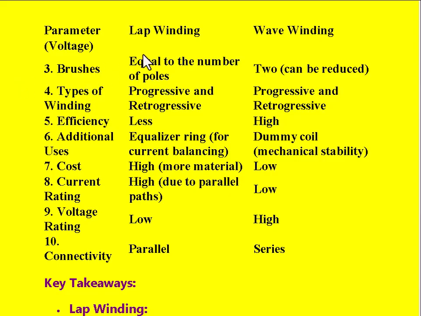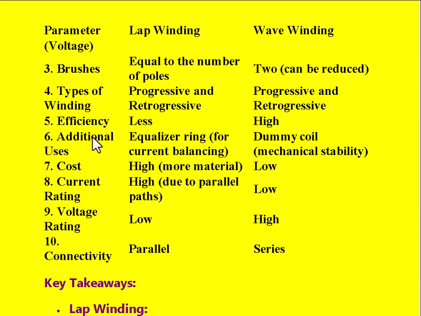And the number of brushes in case of lap winding is equal to the number of poles, whereas in case of wave winding it's always 2. The type of winding used in lap winding may be a progressive winding or retrogressive winding. Similarly, in wave winding also there may be a progressive winding or retrogressive winding. And coming to the efficiency, in case of lap winding the efficiency is less, whereas in case of wave winding the efficiency is high.